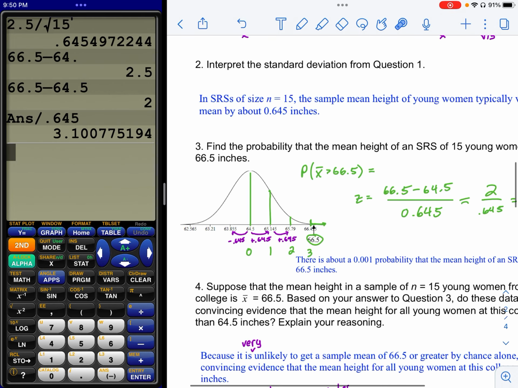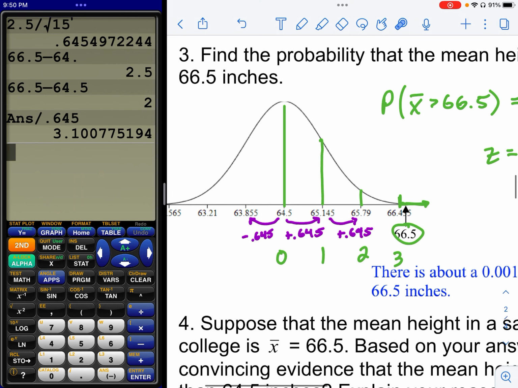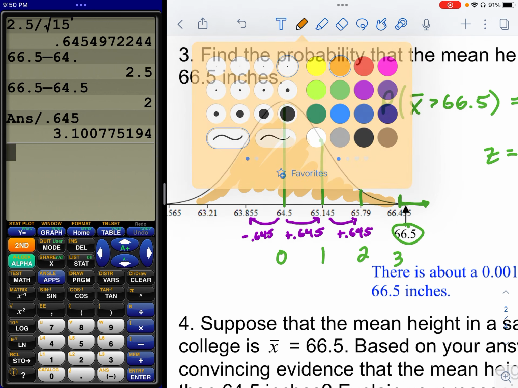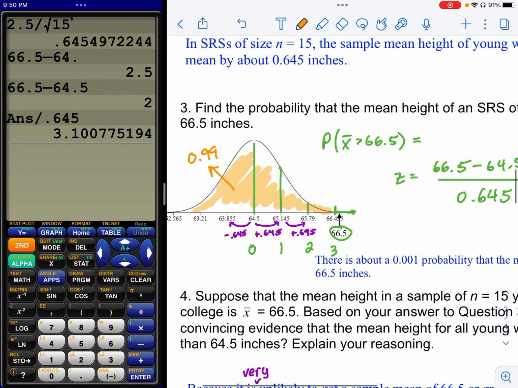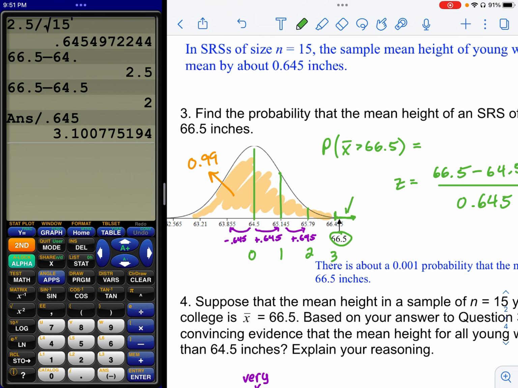If you do that, just a reminder, if you look it up in the packet, let me shade all of this in orange. It's going to give you pretty much like 0.99, I think. But if you get that, remember this little sliver over here is what I want. This little sliver will be 1 minus 0.99.